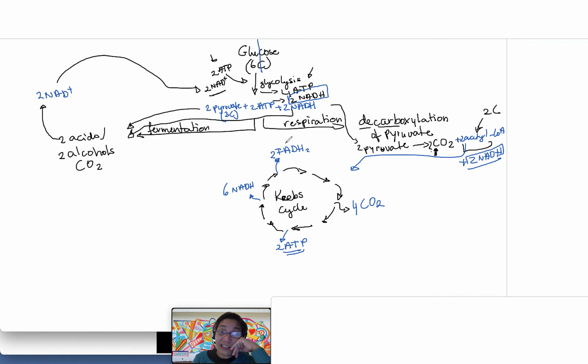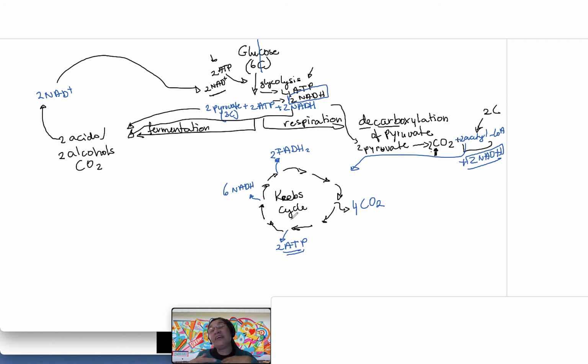By going this step, now we've made 2 more molecules of ATP. And so now we have a total of 4 ATP. We made 2 in glycolysis and we made 2 more in the Krebs cycle. So by going this way, we've already doubled the amount of ATP that we get out of the same molecule of glucose. Right?